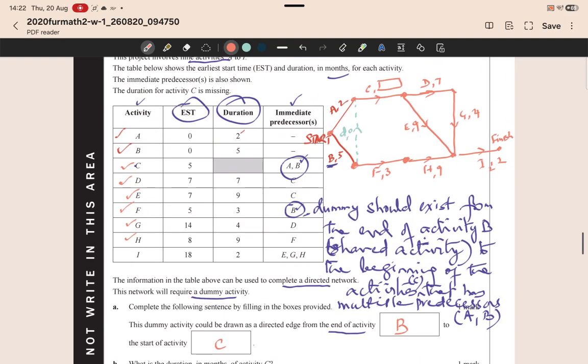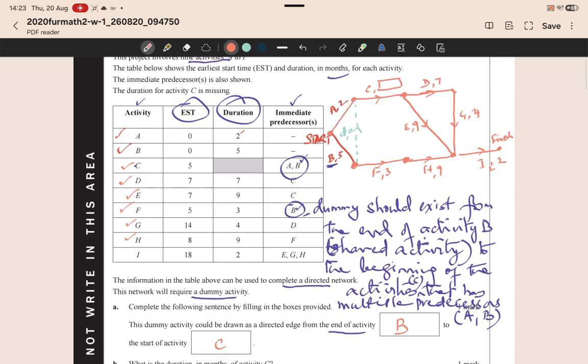Now, in order to calculate the duration in months, it's important to look at the table. The table actually has enough information for you to be able to calculate what it could be. Okay, so we know that as we do the critical path, we add the earliest start times to duration, and we get the earliest start time of the next activity.